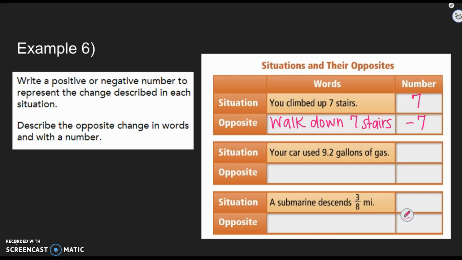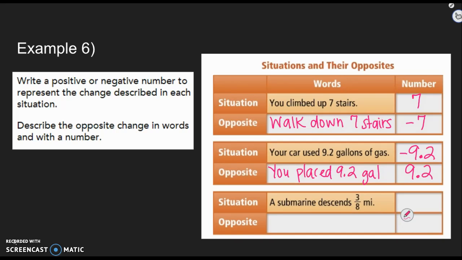Your car used 9 2/10 gallons of gas. Since your car is using that gas, that means it is negative 9 2/10. The opposite of your car using gas would mean you could put gas into your car. So you placed 9 2/10 gallons of gas in your car. That's a positive 9 2/10.